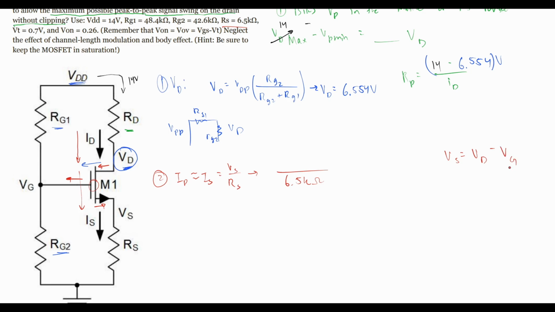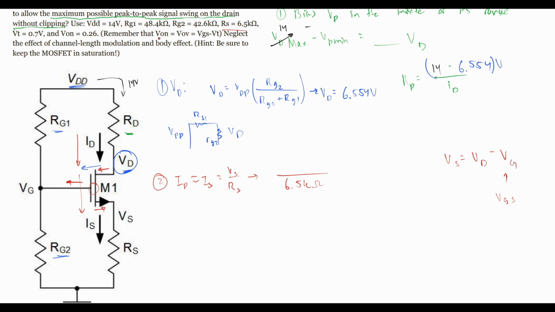And well, what is our VG? Well, VG is really VGS. This is the gate source, right? And our gate source is looking this way. And well, since our gate source is looking this way, what we're going to do is, well, remember what we were given up here. So VOV is equal to VGS minus VT.